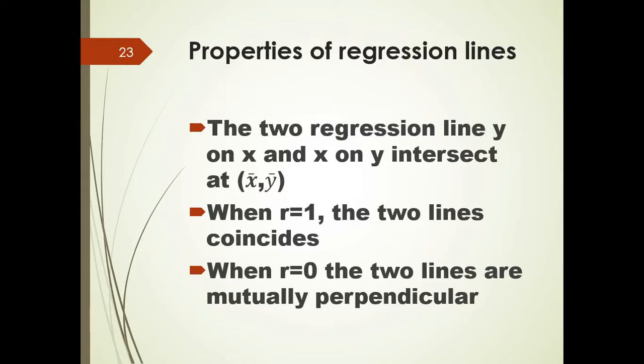So the properties of a regression line are that when r equals 1, the two lines coincide. That is, one comes over the other. If you usually write the two regression lines, they are like a cross, an x. When r equals 0, they are perpendicular to each other. I'll show you.